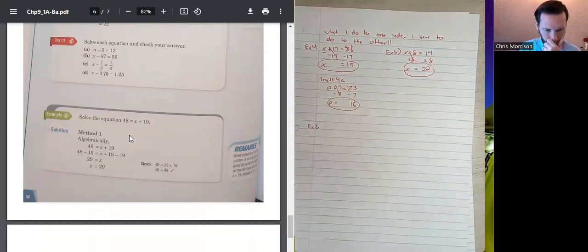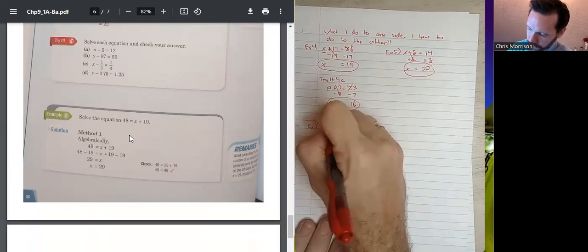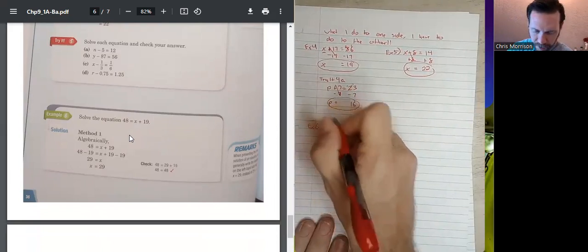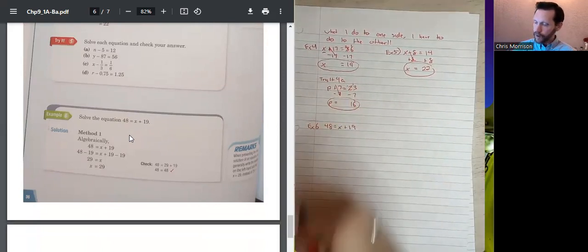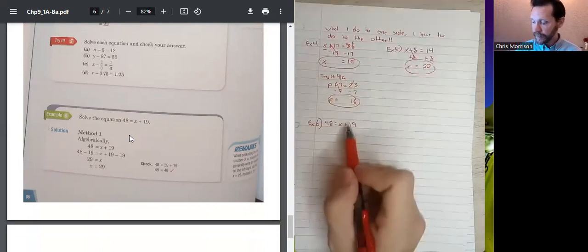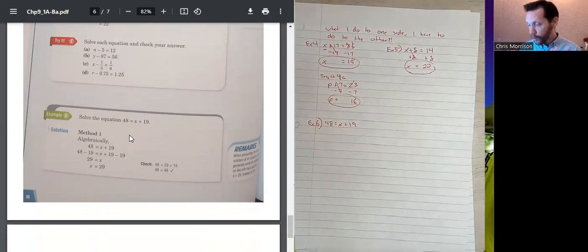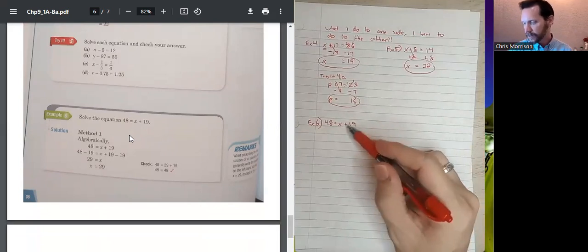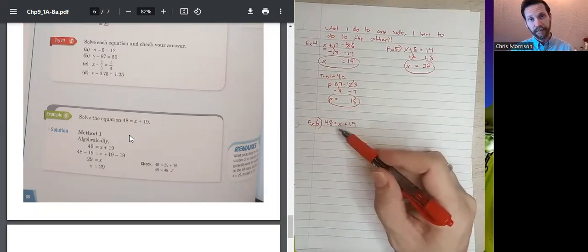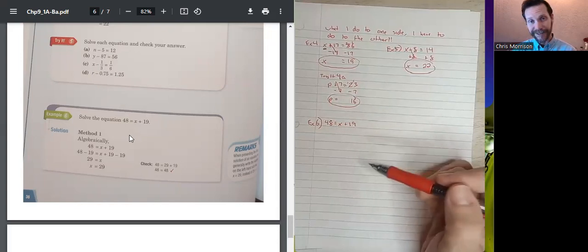Example 6. Solve the equation 48 equals x plus 19. Well, I guess I've got to figure out a new method, right? Because now the x is on this side over here. What do I do with that? Now, the method's exactly the same. I have an x. I have a plus 19. I want to get the x by itself. So I've got to get rid of that plus 19.